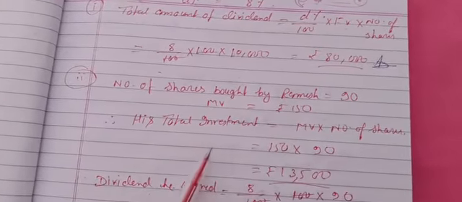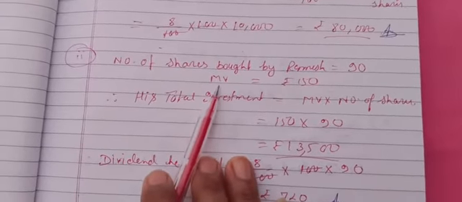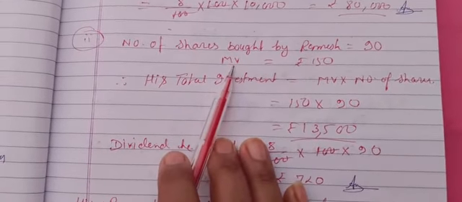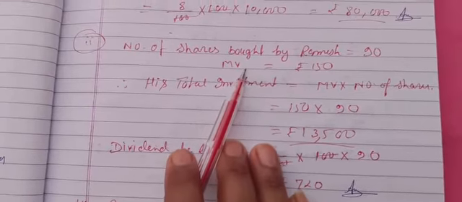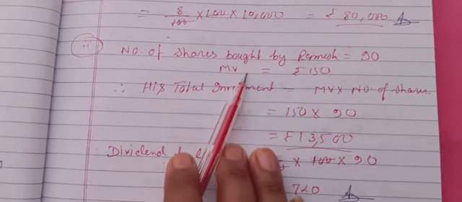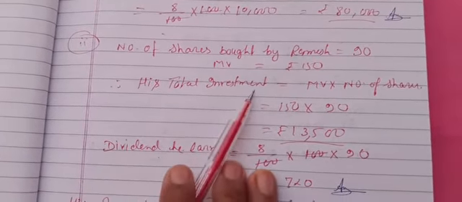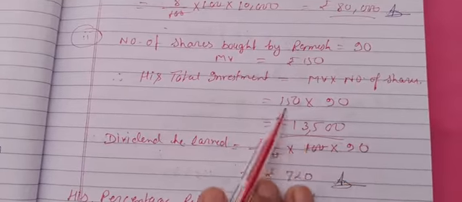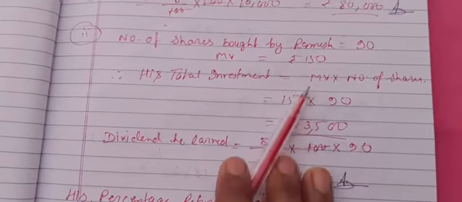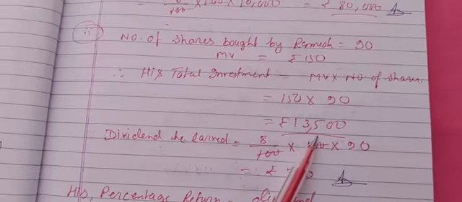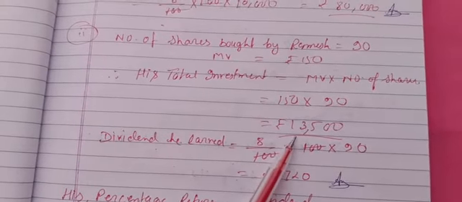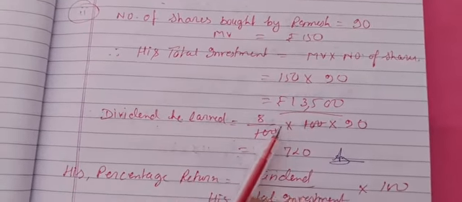What was his investment? Because the market value of shares for him was 150. He bought each share at the cost of 150. So this is the market value of one share. So how much money has he invested? I have written his total investment as 90 shares into the cost of each share, that is market value into number of shares. So 150 into 90 is 13,500 rupees. This is his total investment.